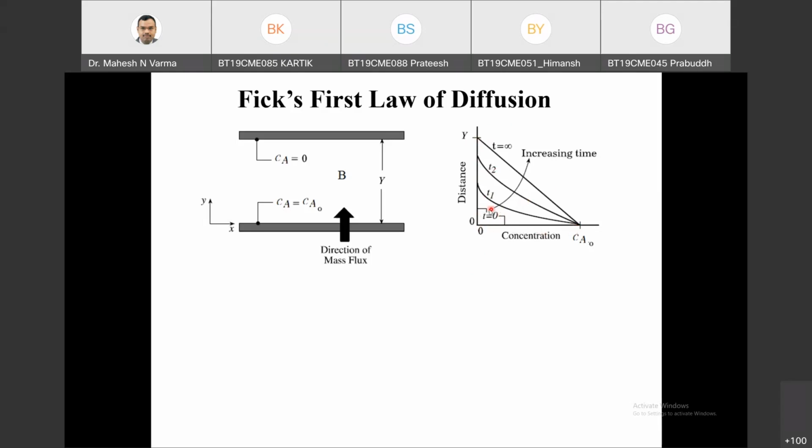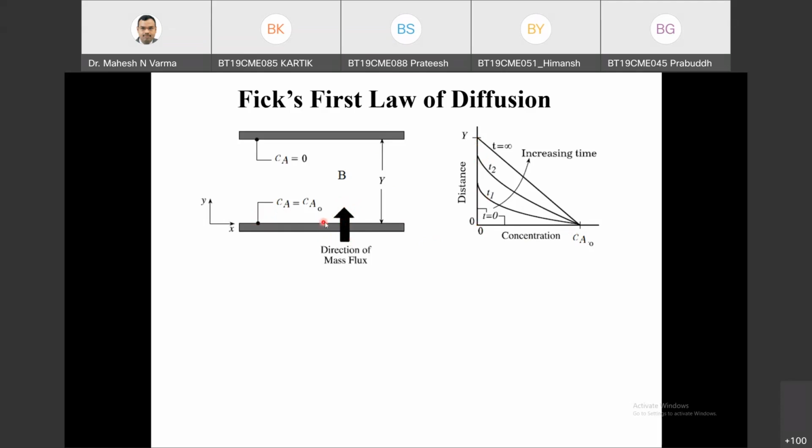So this vertical axis and horizontal axis is nothing but the concentration profile at t equals 0. At t equals 0, the concentration is Ca0 at y equals 0, but everywhere else, because the experiment has just started, concentration is 0. So this is the concentration profile at t equals 0. Now, as can be seen, here concentration is Ca0, here concentration is 0. So certainly there will be mass transfer in the upward direction. Mass will be transported in the upward direction.